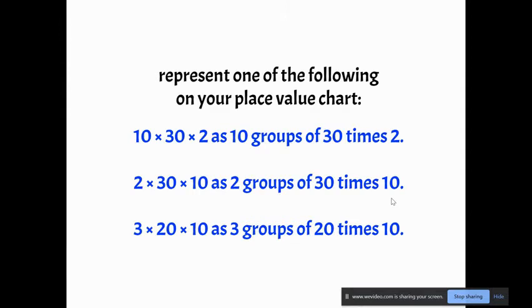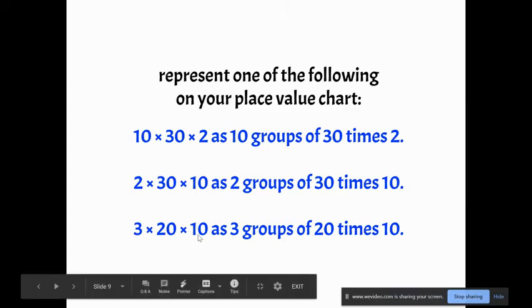So on your place value chart, please pause the video and represent one of the following different ways on it. You can do 10 times 30 times 2 as 10 groups of 30, and then write that twice. You can do 2 times 30 times 10 as 2 groups of 30 times 10. Or you can do 3 times 20 times 10 as 3 groups of 20 times 10. All of them are going to show you the same thing represented in different ways. So pause the video and do that.